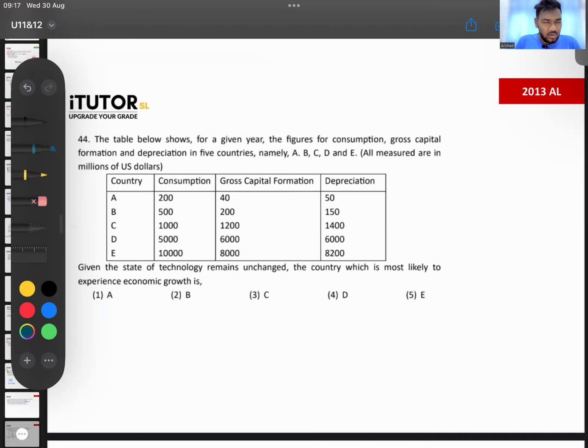For economic growth, what did we theoretically learn? What should increase? Theoretically, the productive capacity has to increase, no? That's the theoretical definition for economic growth. So for you to have economic growth, what should go up? The productive capacity should go up.